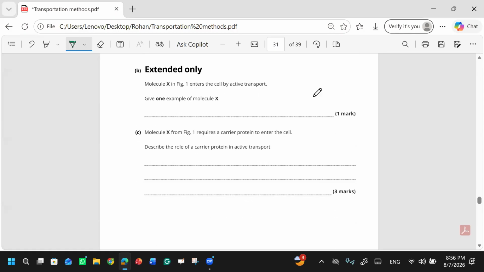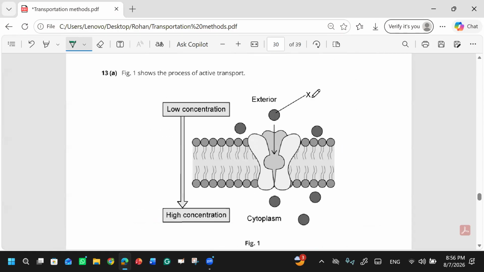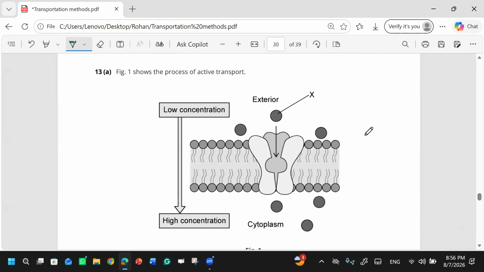Molecule X in figure 1 enters the cell by active transport. Give one example of this molecule. What can be the molecule which enters the cell via active transport? You have to tell the name. Which type of substances can enter inside the cell via active transport?